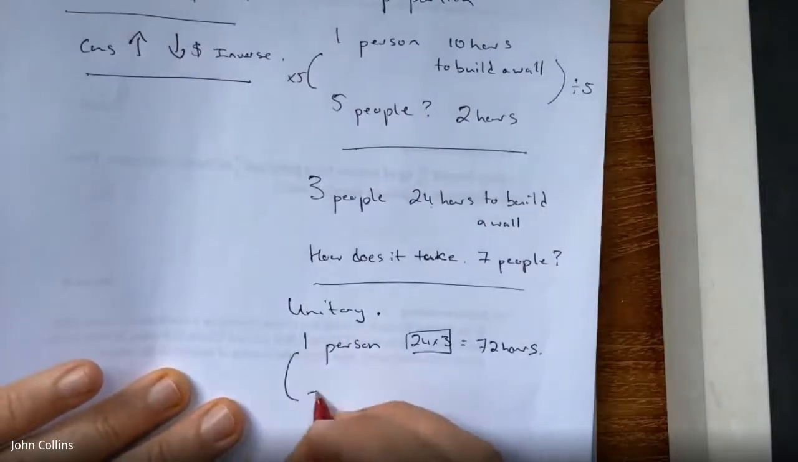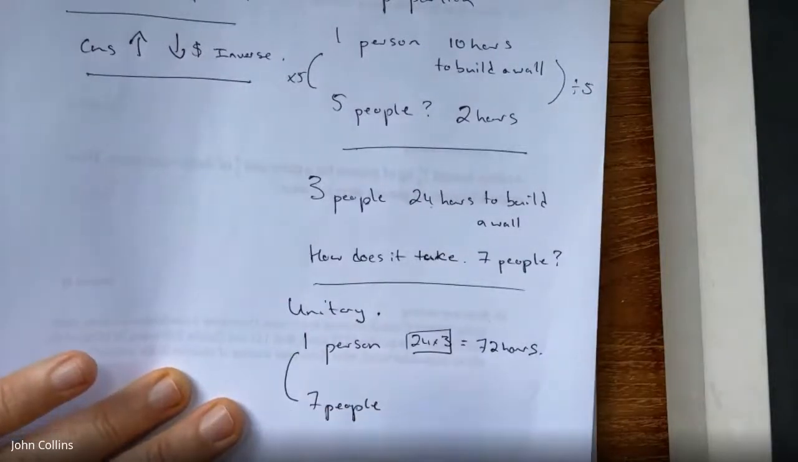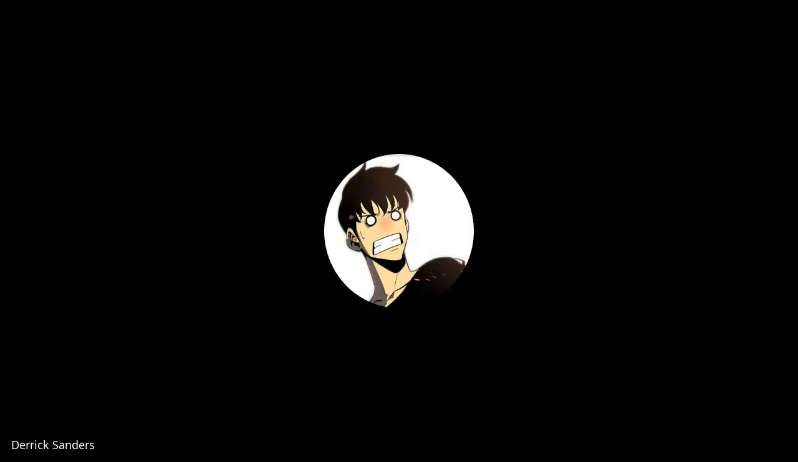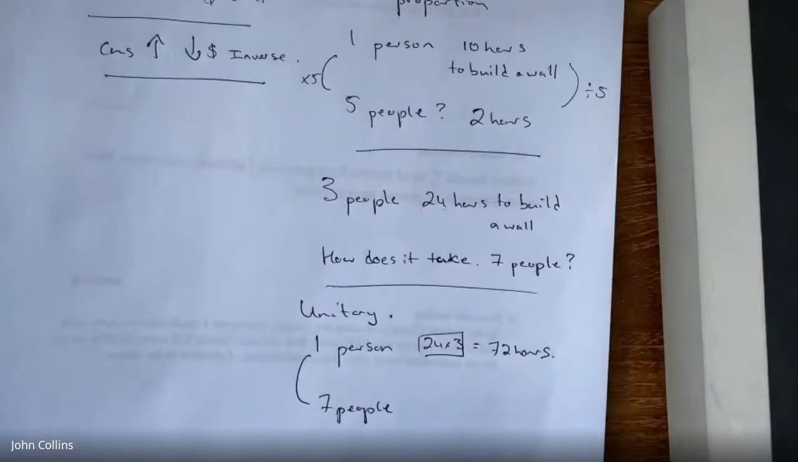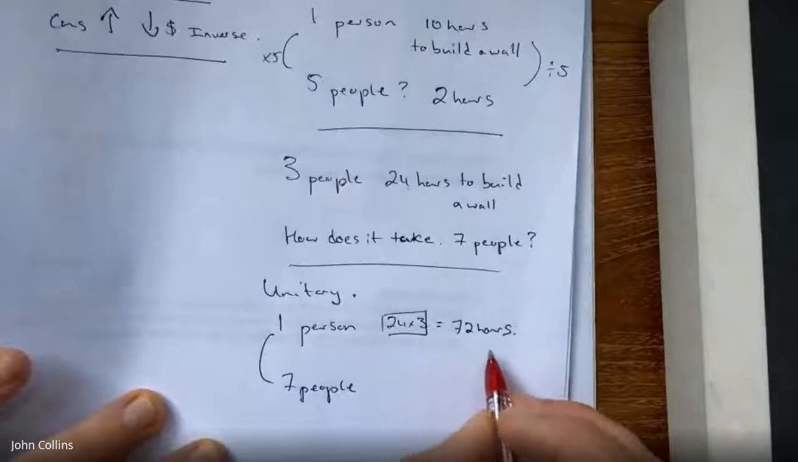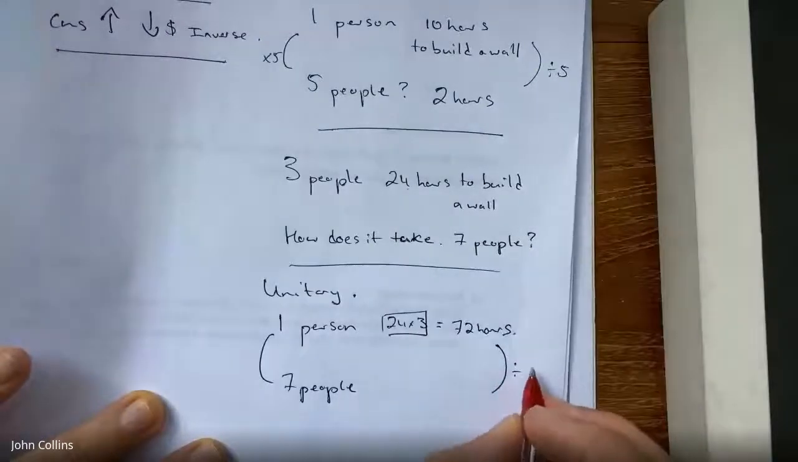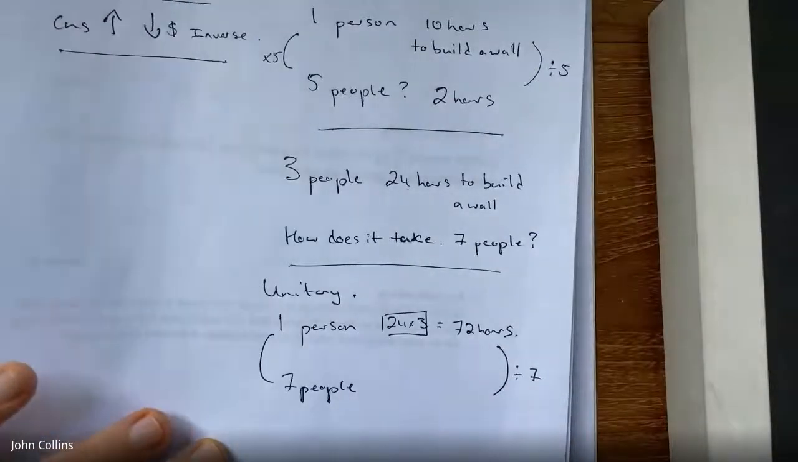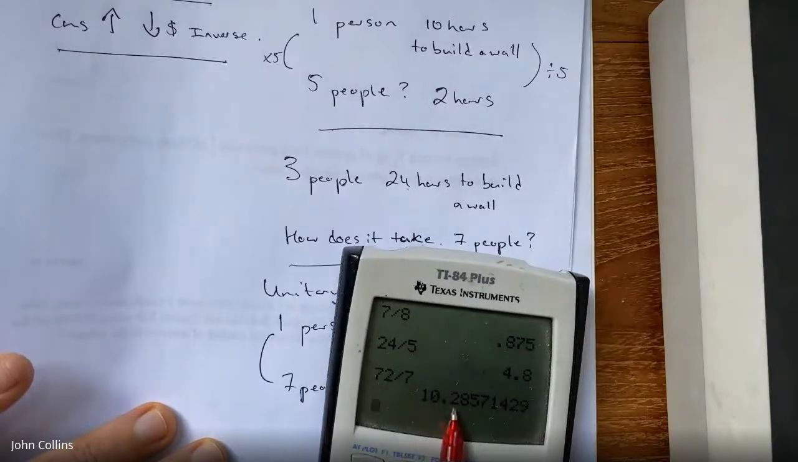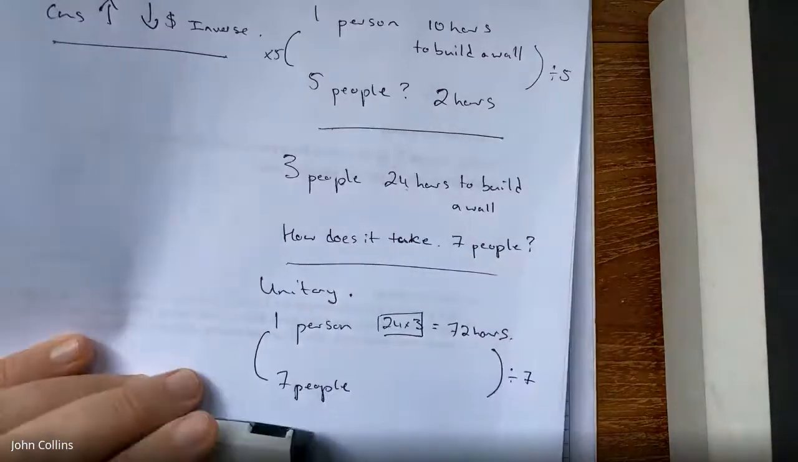But then I want 7 people. Once I have 1, Derek? It's 10, I think it's 10 point something. Okay, so 7 people is going to take 7 times less, so dividing by 7. And we're going to get a decimal here. I will use my calculator. 72 divided by 7. What decimal will I take? Well, 10.2857. Well, let's put that in anyway.